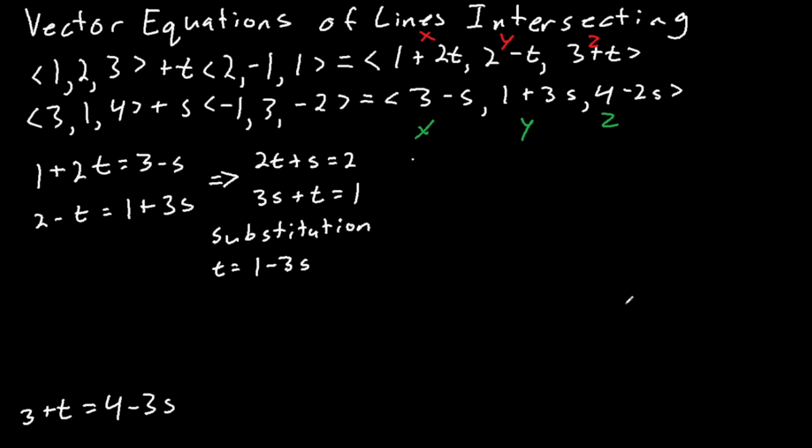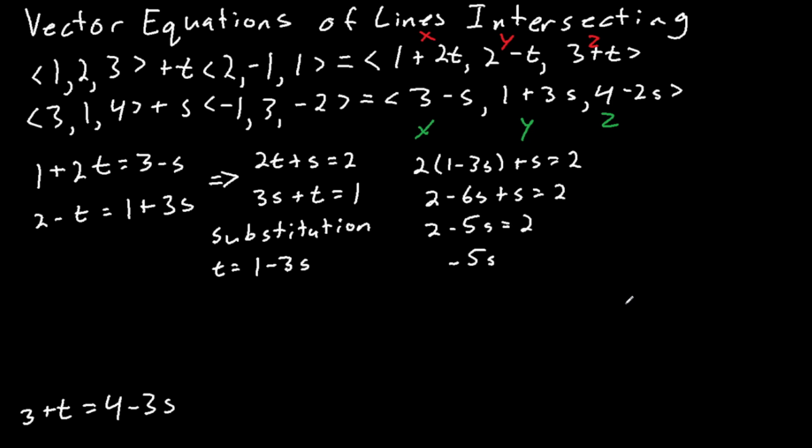Let's put t into this. So this turns out to equal 2 times 1 minus 3s, plus s, is equal to 2. Now we just have to solve for s because there's just one variable here. Distribute the 2, plus s is equal to 2, and then 2 minus 5s is equal to 2. Therefore, minus 5s is equal to 0. So s is equal to 0 here. So now that we solved for s, we can just solve for t. Well, we can just plug in 0 into this equation here. So 3 times 0 plus t is equal to 1. Therefore, t is equal to 1.